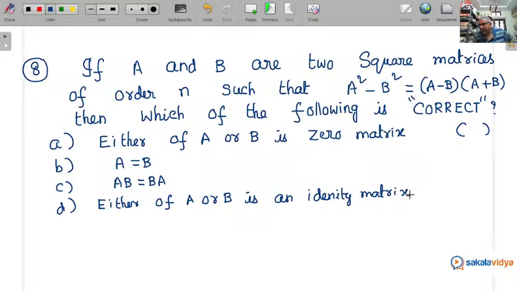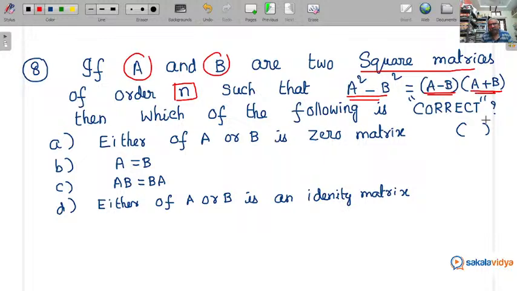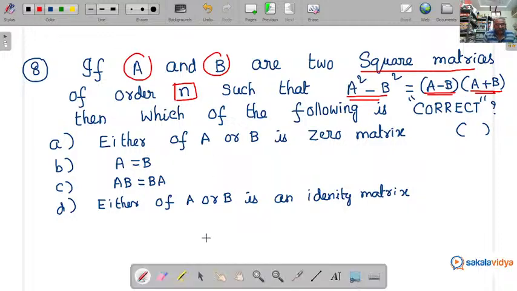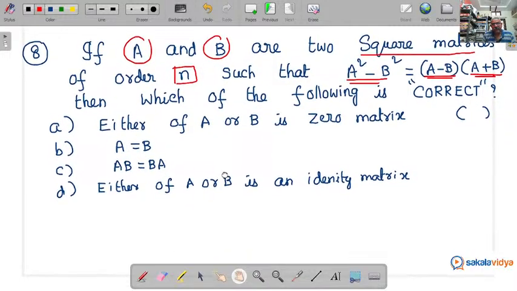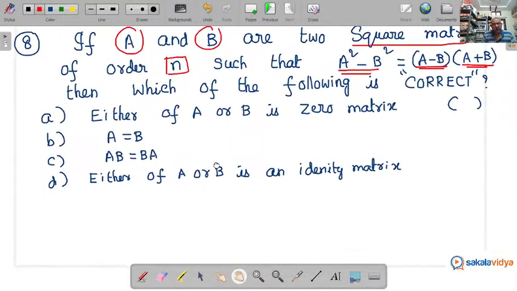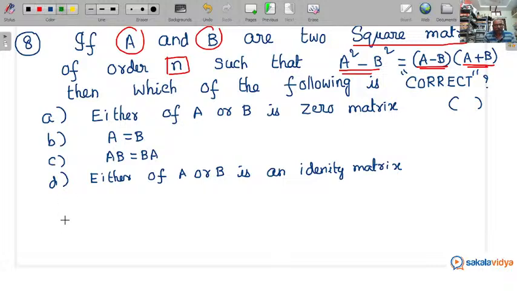Okay. Here A comma B are two square matrices of order n by n such that a square minus b square is equal to a minus b into a plus b. Then which of the following is correct? So that we need to find out. See, matrix algebra is different from algebra generally, so we need to proceed carefully here. Let us try to solve this question now.